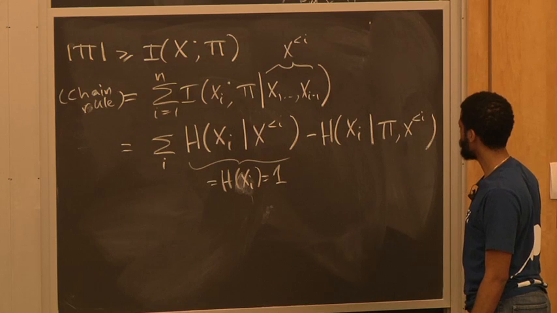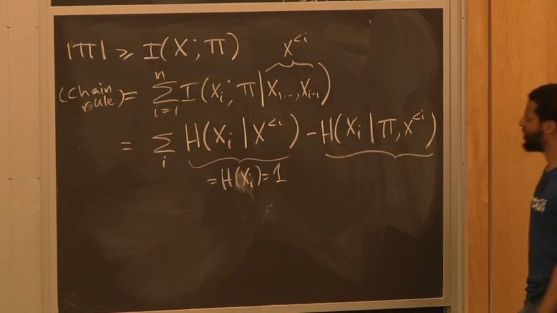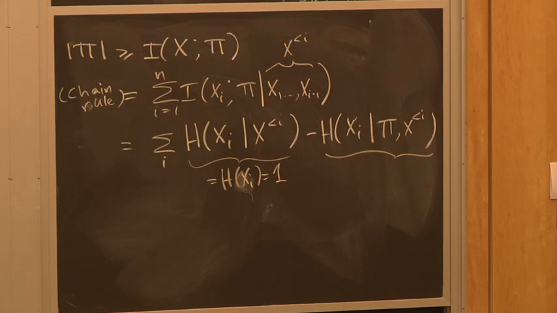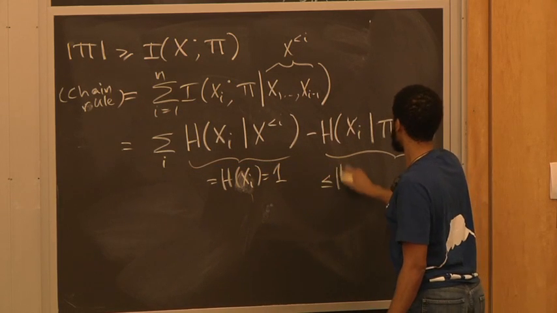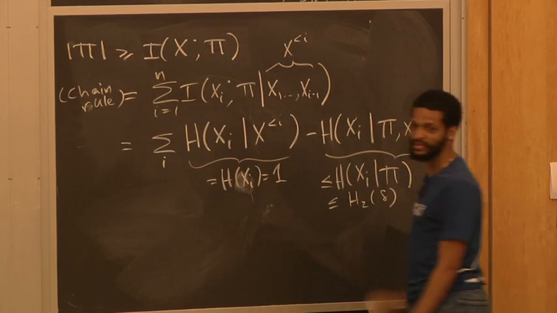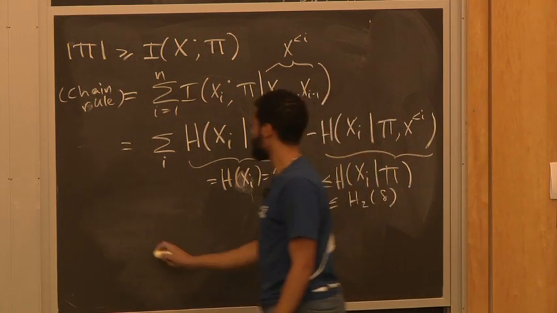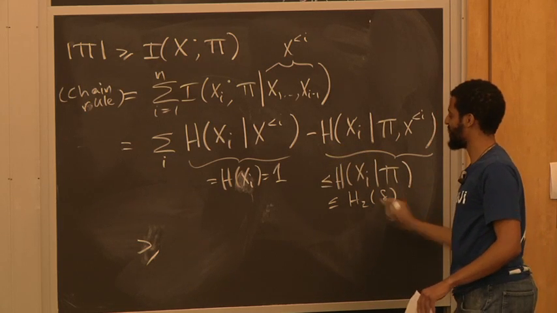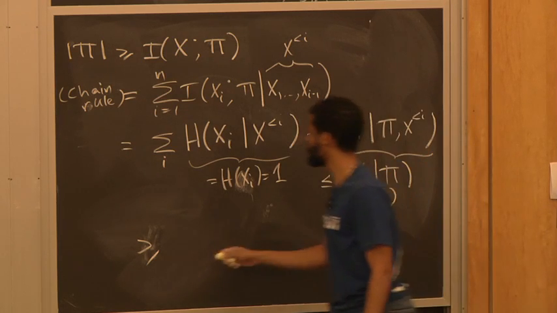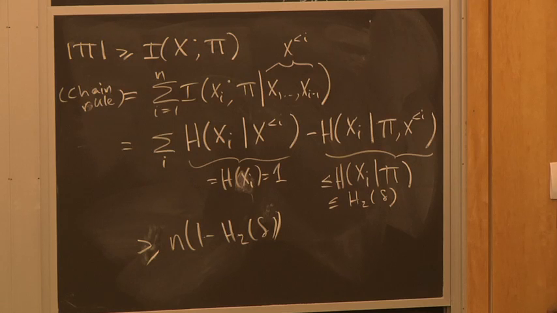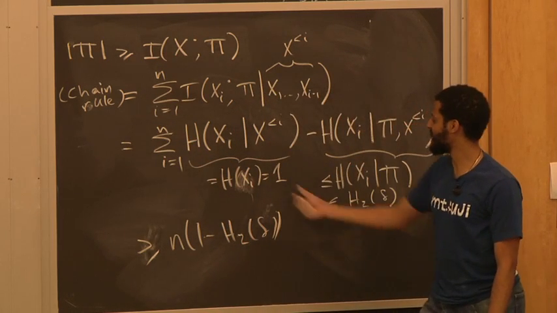Right? And this thing, well, we have this inequality which says that conditioning can only lose you entropy. If you condition on anything, you can only lose entropy. So this thing is at most h of xi given pi. But by Fano's inequality, we know that that thing is at most h2 of delta. So this quantity is at most h2 of delta, which means minus this quantity is at least minus h2 of delta. So this whole thing is at least n times 1 minus h2 of delta. Where did the n come from? Oh, because I'm summing from i equals 1 to n, and each summand is at least 1 minus h2 of delta.